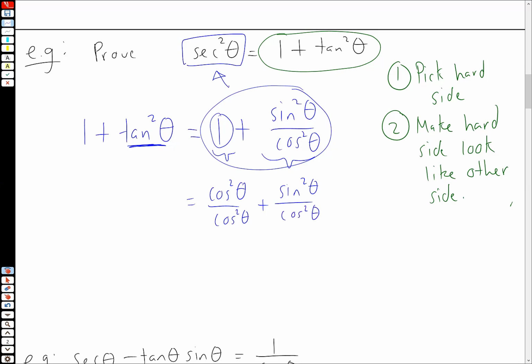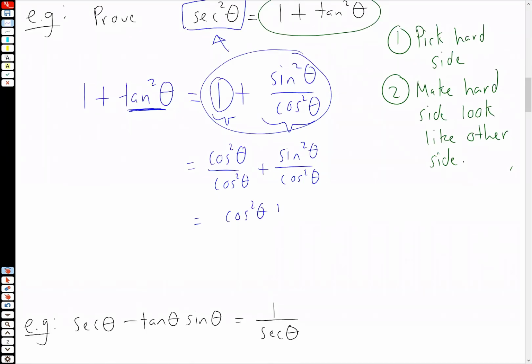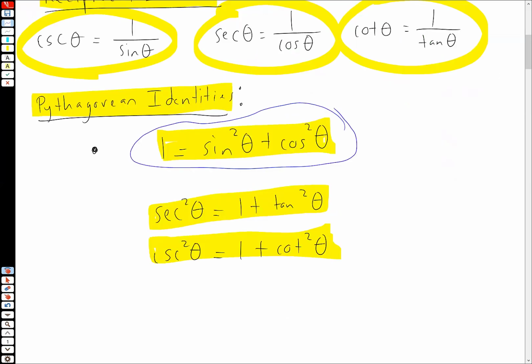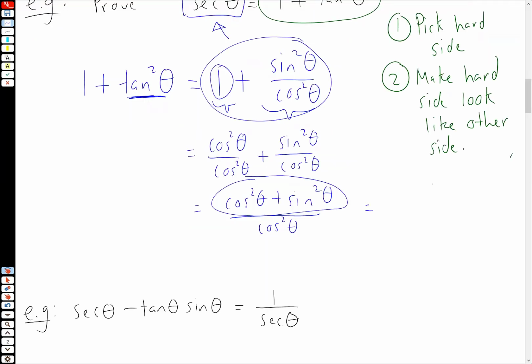Okay, and now we can add them, and we're going to get cosine squared theta plus sine squared theta over cosine squared theta. Okay, now what do we know about cosine squared plus sine squared? Let's look back up at one of our most important identities here. Sine squared plus cosine squared is 1. So we can replace that numerator with 1.